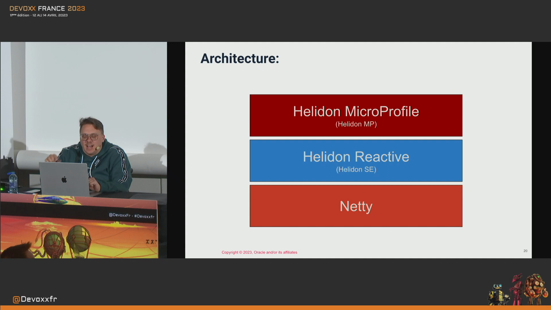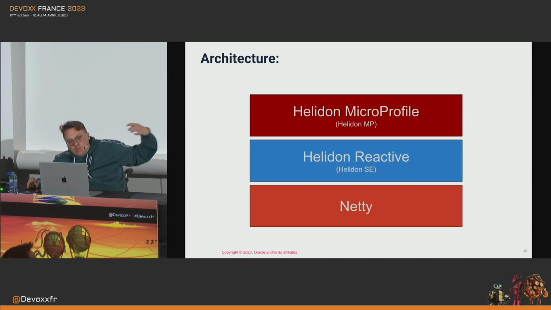So once again, the main idea is we have different layers. We have Netty as a foundation, as an engine. We have Helidon Reactive, which is a wrapper around Netty to allow us to implement the specifications that I'll show you later for the microservices world. And then we created this layer for microprofile, which conforms to the standard. That means that if you move from, I don't know, Quarkus or something else to Helidon, you just drop the code in and it works because it's standard.